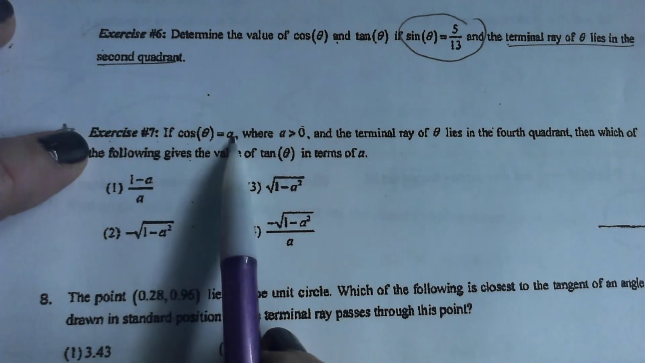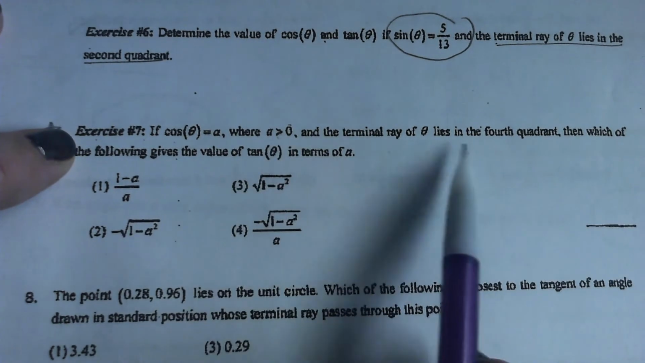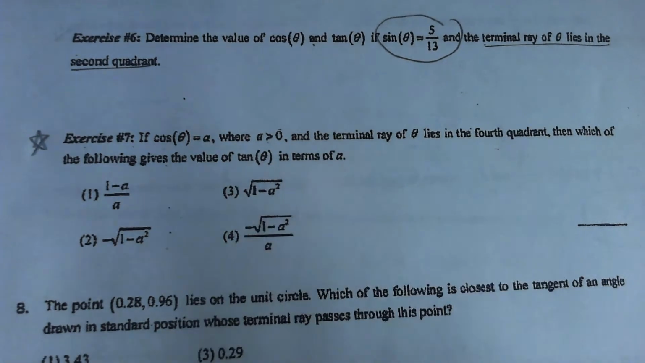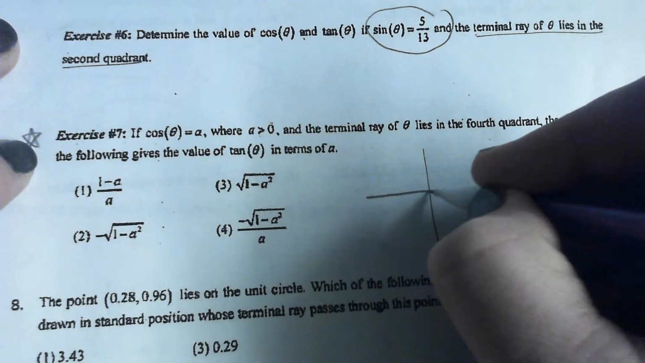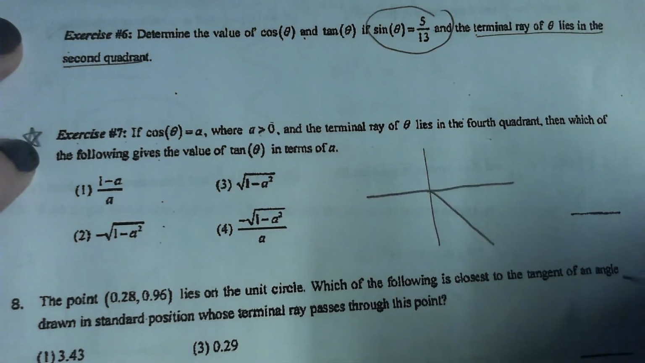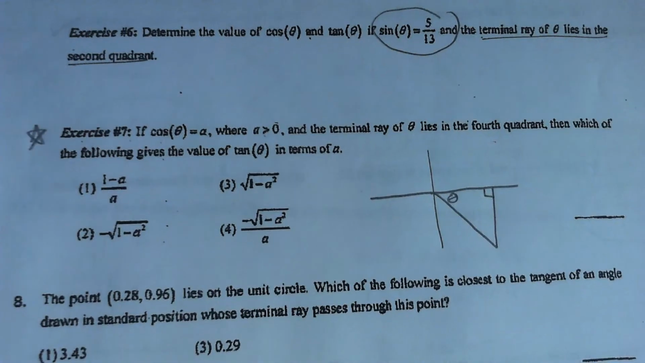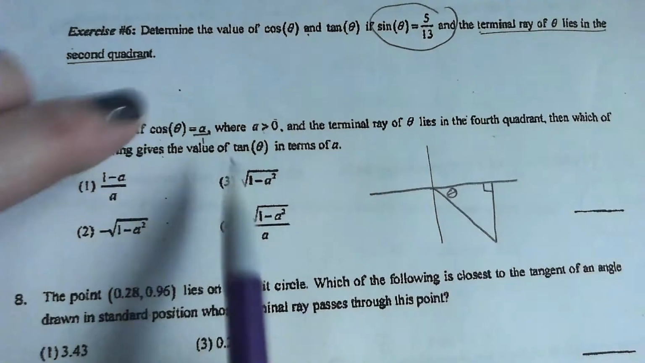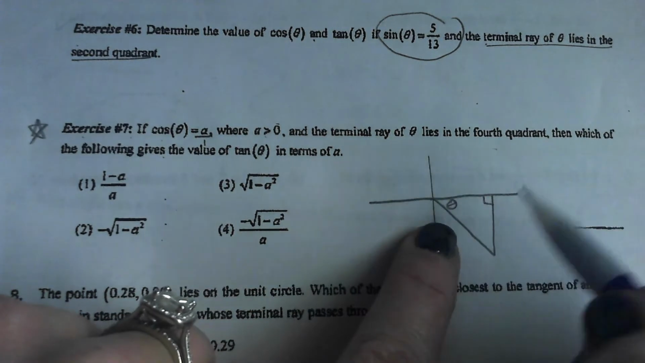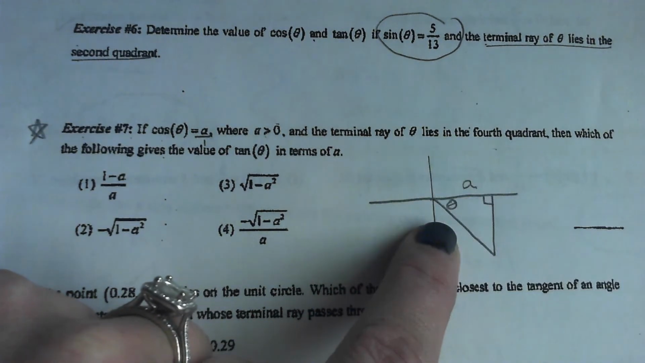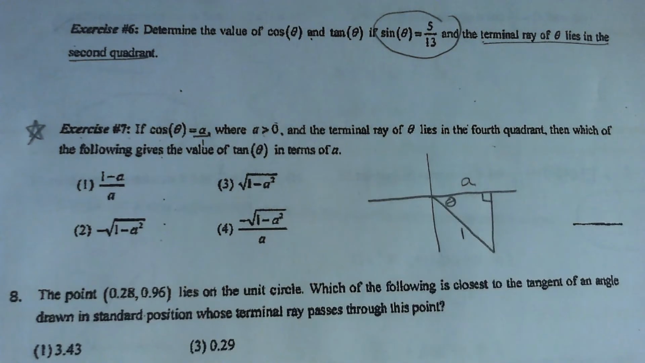If cosine is A, where A is greater than 0 and the terminal ray lies in the fourth quadrant, stop and draw. Terminal ray, fourth quadrant. Drop your right triangle. Label your theta. And the cosine is A. Cosine is what over what? Okay, and if something is not a fraction, what do we put it over? 1. So the adjacent side should be labeled A here. And the hypotenuse should be labeled 1.